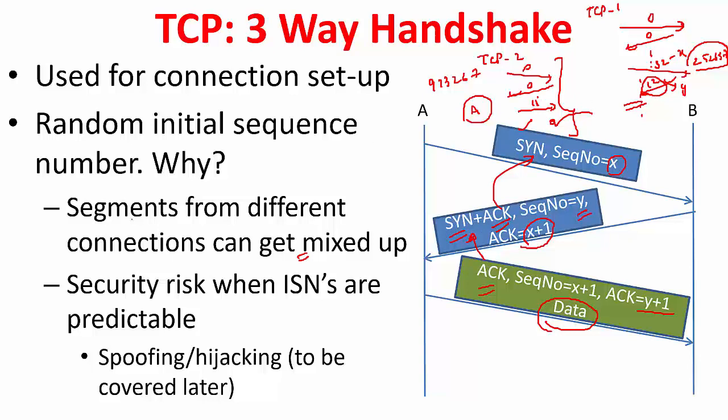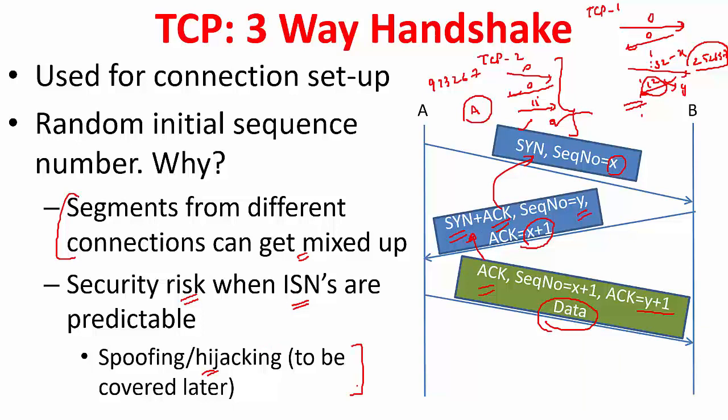So that's the basic idea here. There is also another reason why this is done. This is for security reasons. If these sequence numbers are predictable, you can spoof and hijack. How? We will see shortly. So that is with respect to opening a connection.